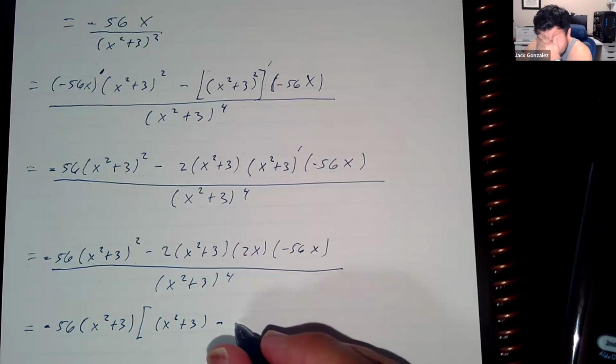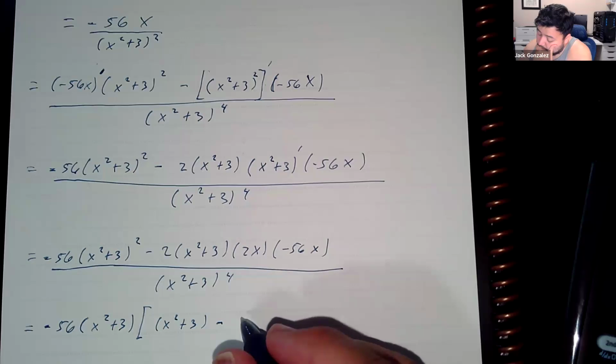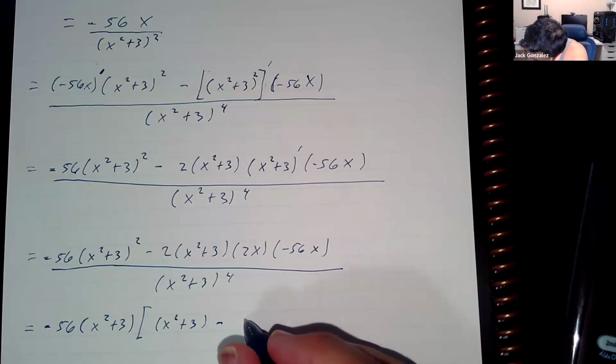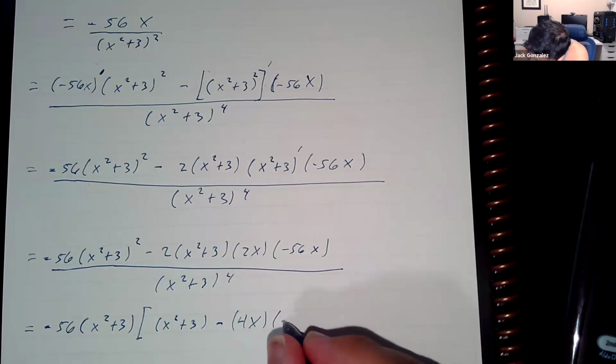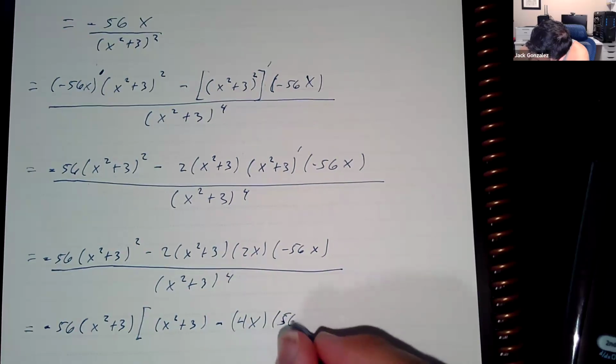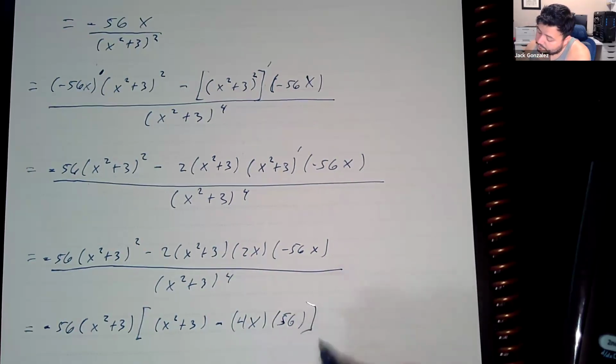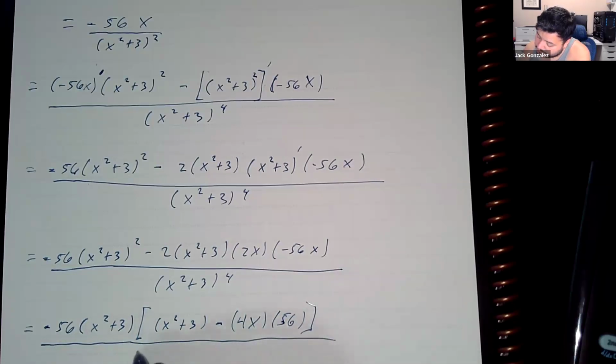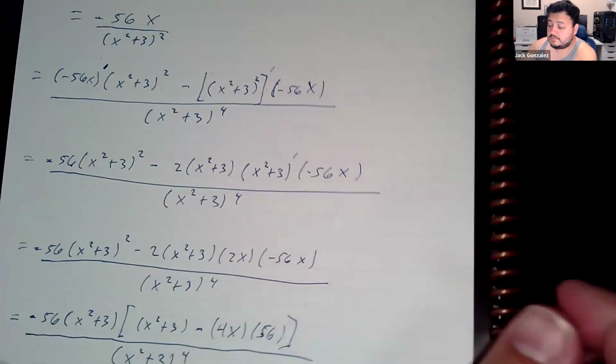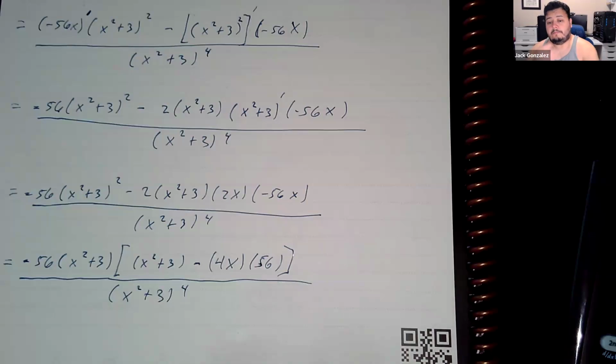Sorry, I lost my train of thought. Yeah, 2 times 2. So that'll be negative 4x times that 56, which is now positive. Minus. I'm thinking the hardest thing about this question is the derivative, not the actual question.